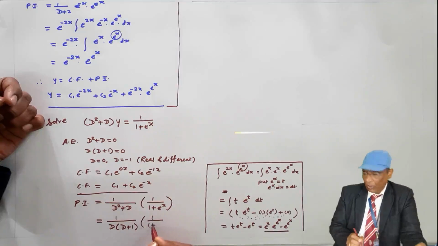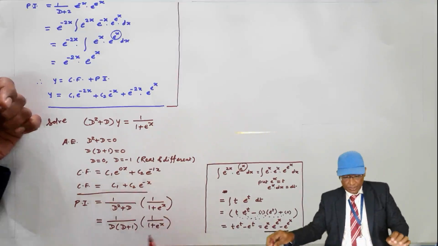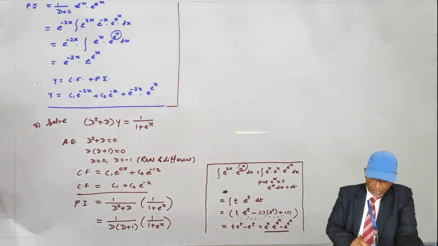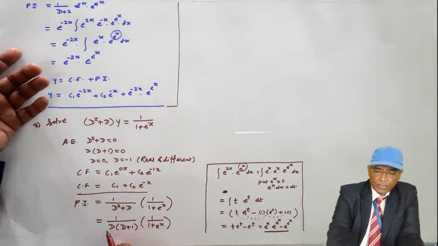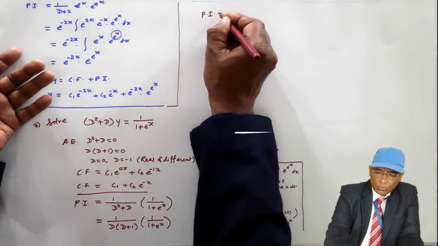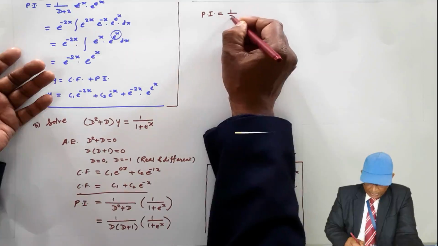Okay. Now we have the product of two operators. What is the first operator? It is D plus 1, and the other one is D. The particular integral: I am operating the 1 by D plus 1 operator.